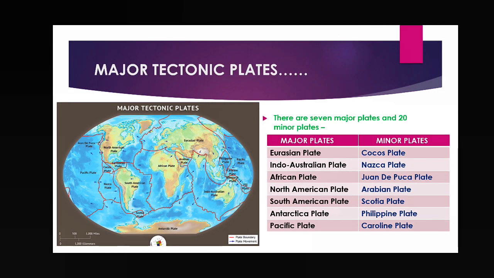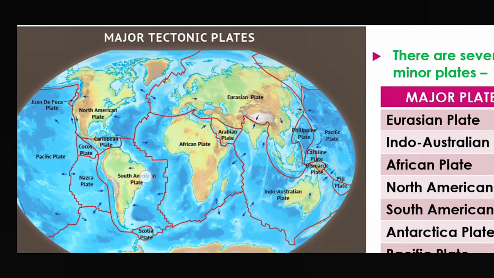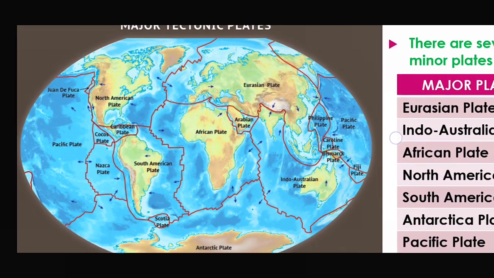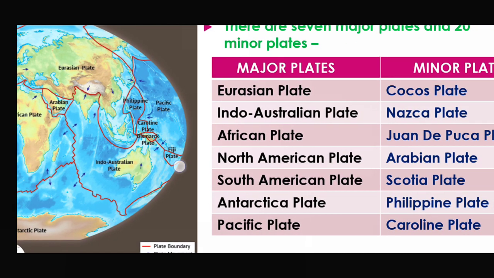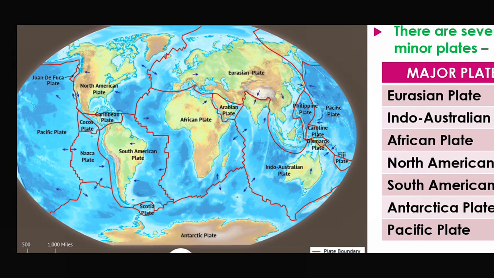Clear? And minor plates like the Cocos plate. Come here, let us see where the Cocos plate is. Take a look. This is the Cocos plate. Next, the Nazca plate. Where is the Nazca plate? Find out. Here, take a look. This one is the Nazca plate. Next, the Juan de Fuca plate. That is present here. Juan de Fuca is the name, and here is the location.